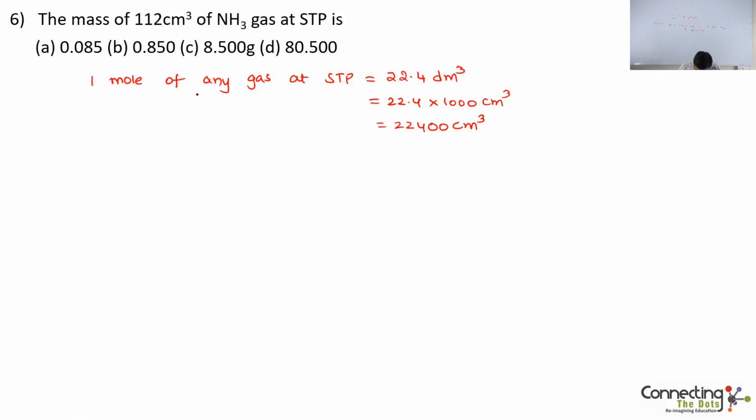So 1 mole of any gas at STP will occupy this much volume. That is standard. When you say STP, it's nothing but standard temperature and pressure. Standard temperature is 273 Kelvin, which is 0 degrees centigrade, and the pressure is 1 atmosphere.